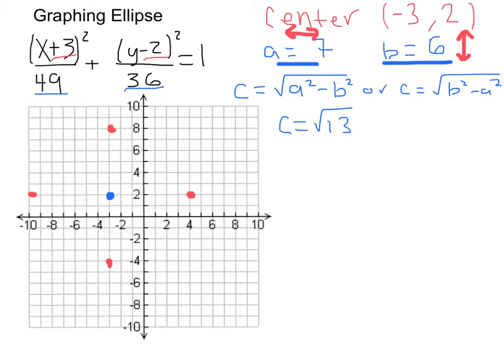Okay, so then our horizontal axis, the length of that is twice the a value, because that gives us the length from here to here. So that length is going to be 14. The vertical axis is going to be the length from here to here, and that length is 12.